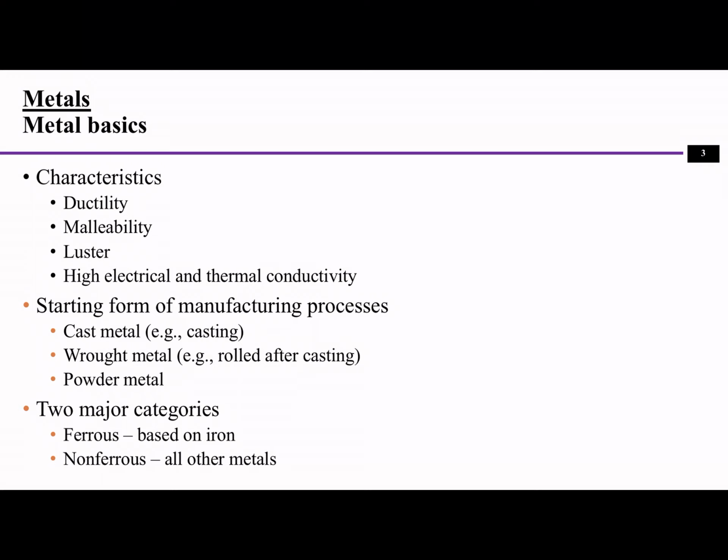Two major categories of metals: ferrous metals versus non-ferrous metals. So the difference is that ferrous metal is based on iron. If there's some iron element, it means they are ferrous metals. If there's no iron element, it means they are non-ferrous metals.